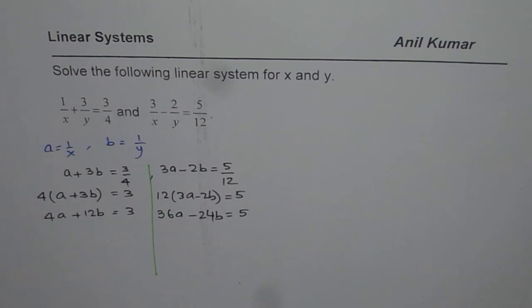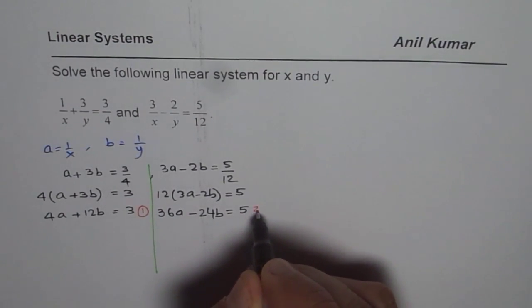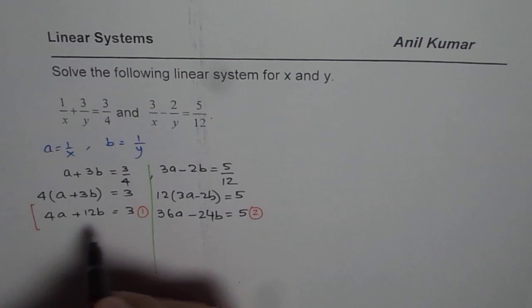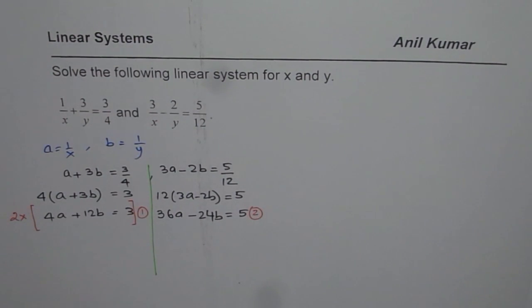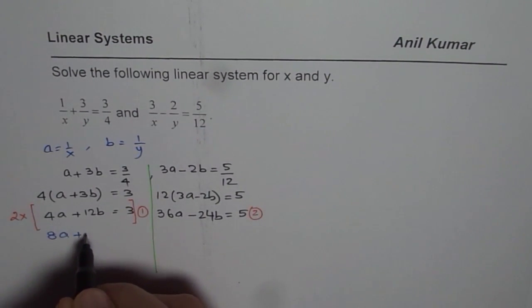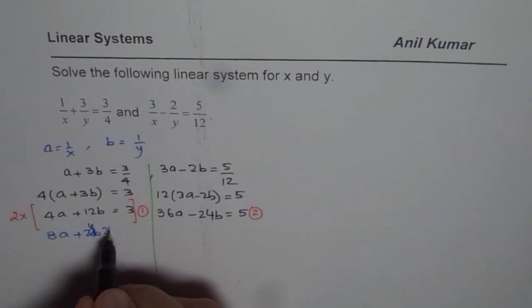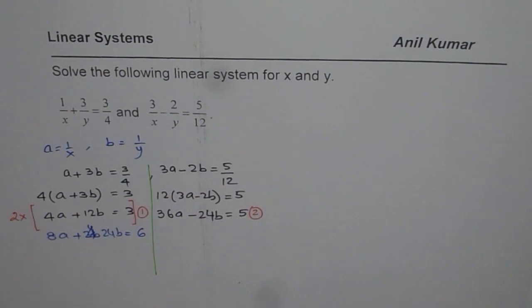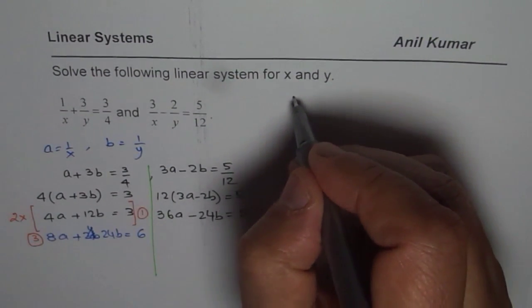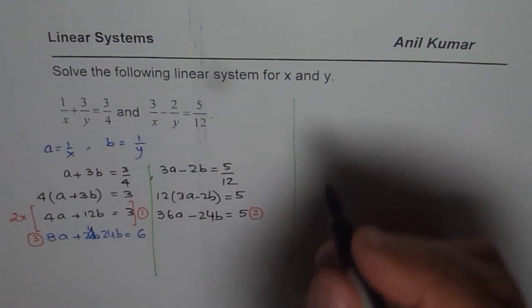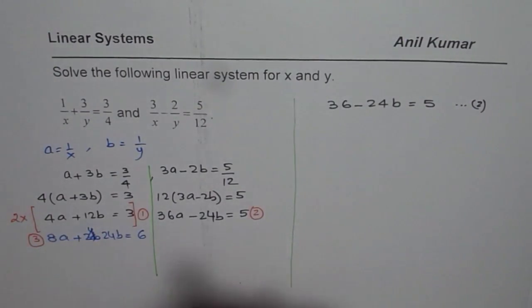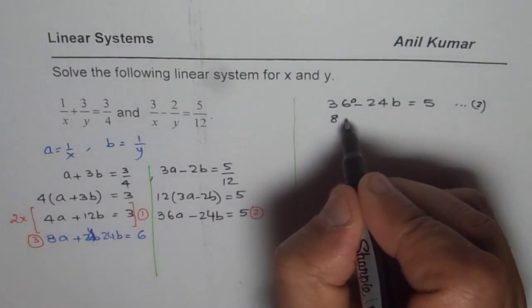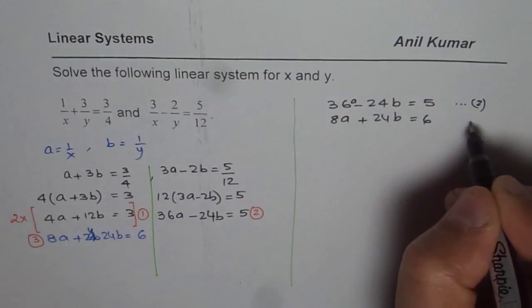Let's say this is our equation number 1, and this is equation number 2. We can multiply equation number 1 by 2. So if I multiply this by 2, what do I get? I get 8a plus 24b equals 6. Let me call this our equation number 3. Now we have equation 2, which is 36a minus 24b equals 5, and equation 3, which is 8a plus 24b equals 6.